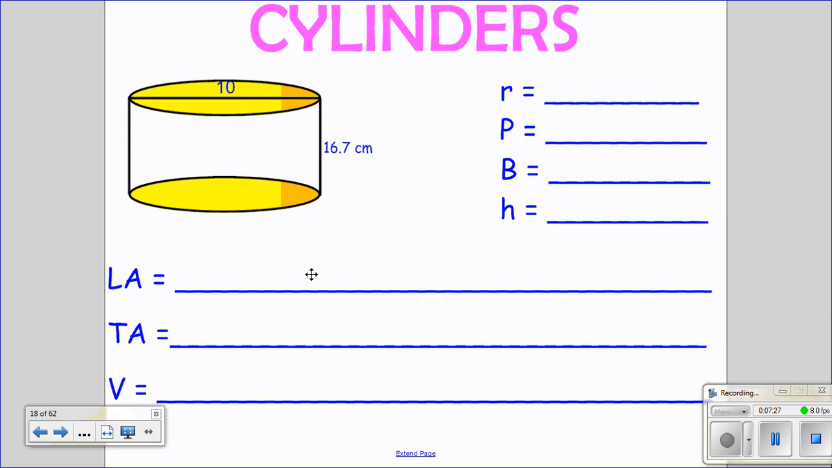All right, on this cylinder, we're given our diameter. So to find our radius, we'll take our diameter divided by 2. So that would be 10 divided by 2, which is 5 centimeters. Again, you should be able to find the perimeter, aka circumference, the base area, and the height, as well as the other 3 on your own. Good luck. Finish it, please.